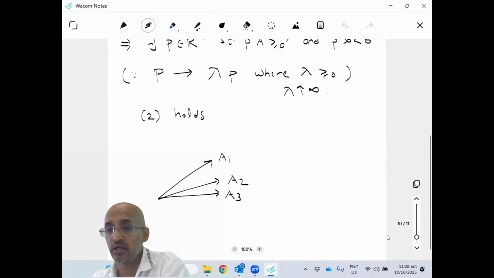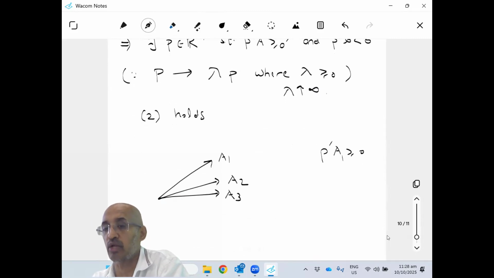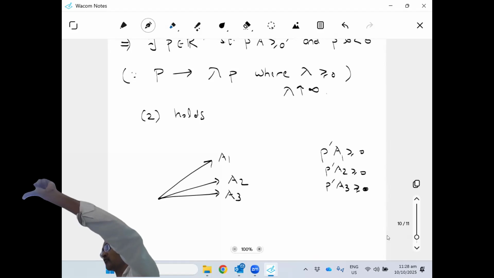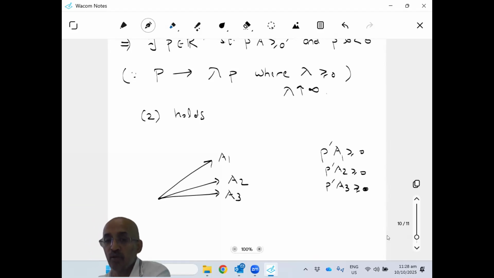What does it mean? So suppose two holds, this second case. P transpose A is non-negative. It means P transpose A1 is non-negative, P transpose A2 is non-negative, P transpose A3 is non-negative. The dot product between P and the column vectors of A are non-negative. That means that P is forming an angle which is less than 90 degrees with each of these vectors.